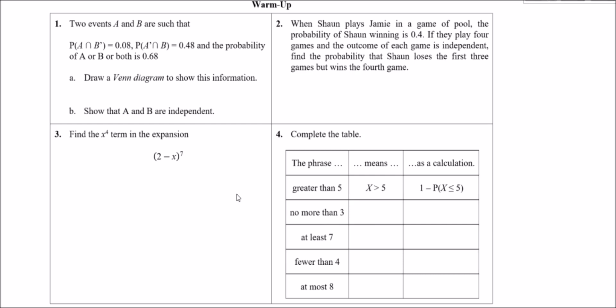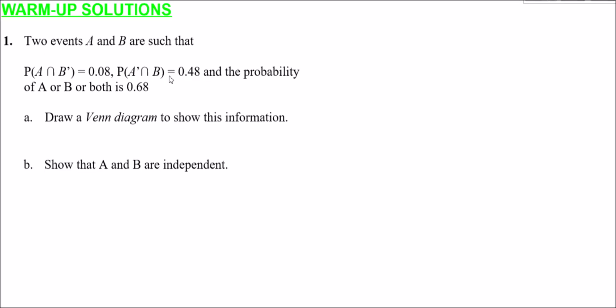Okay, well, let's have a look now at question number 1. So we've got here 2 events, A and B, and some information about them. So we've got the probability that the event lies in the intersection of A and not B is 0.08. The probability that the event lies in the intersection of B and not A, the complement of A, is 0.48, and the probability of it being A or B or both is 0.68. So first of all, we need to draw a Venn diagram to show this information.